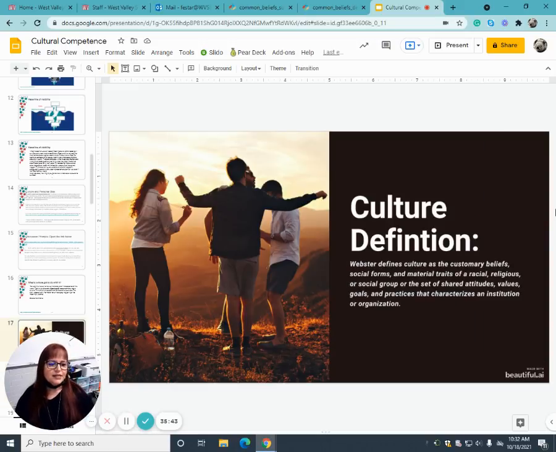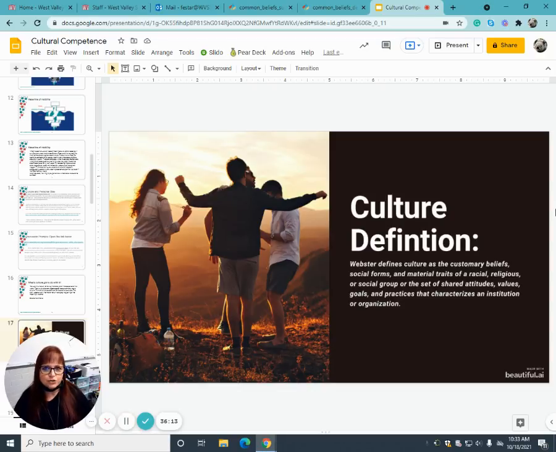So, the definition of culture. Webster's Dictionary defines culture as the customary beliefs, social forms, and material traits of racial, religious, or social groups, or the set of shared attitudes, values, goals, and practices that characterizes an institution or organization.